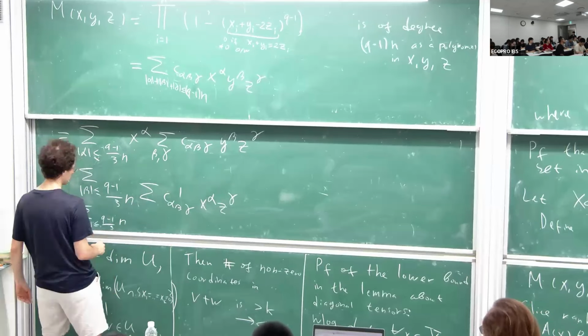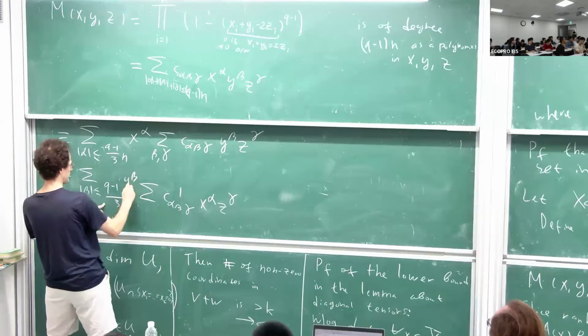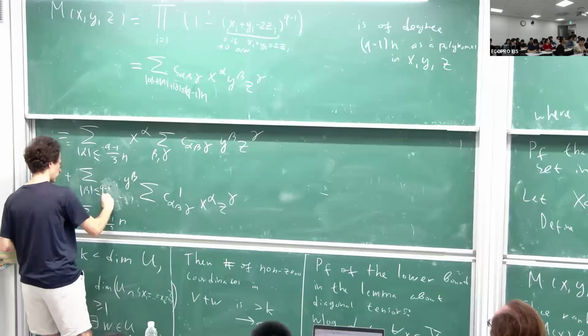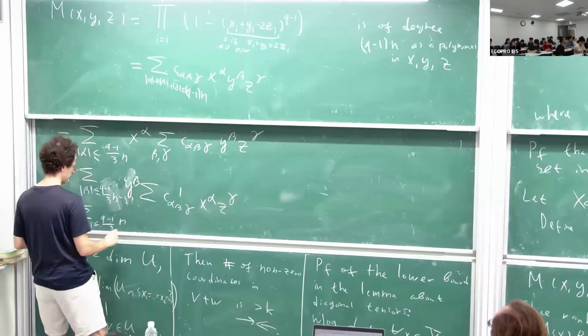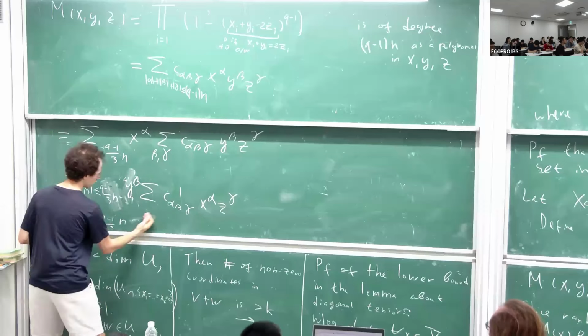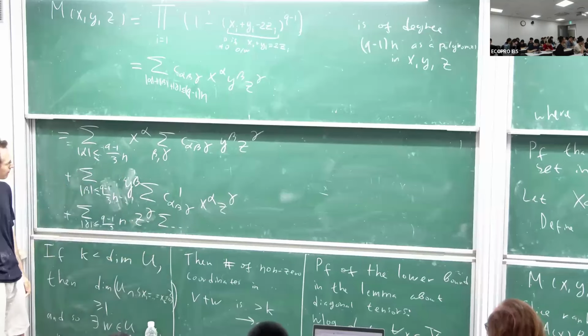Oh, sorry, I forgot a term here. Yep, this is going to be y to the beta. And then there is going to be a similar thing where I have z to the gamma here. Okay, so we just split it into three similar-looking terms.